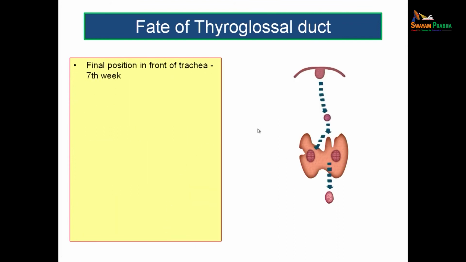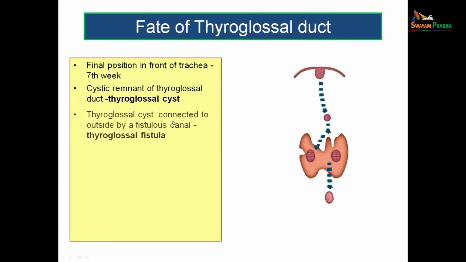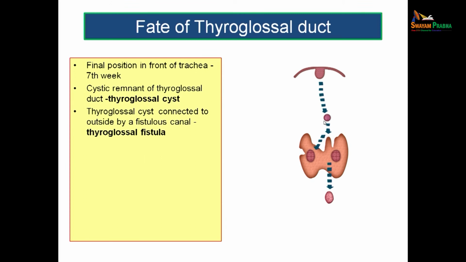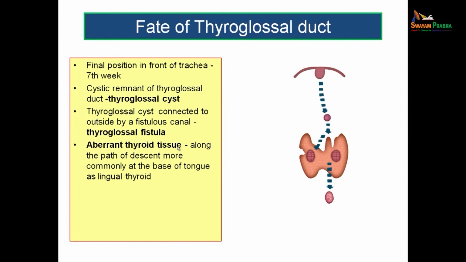Now what about the fate of the thyroglossal duct? The final position of the thyroglossal duct is in front of the trachea by the 7th week. Sometimes along the duct a portion will remain as a cyst, that is known as a thyroglossal cyst, and the thyroglossal cyst may communicate with the exterior, and that condition is known as a thyroglossal fistula. Sometimes, along the path of descent, the thyroid gland may develop similar tissues along the path of descent of the thyroglossal duct.